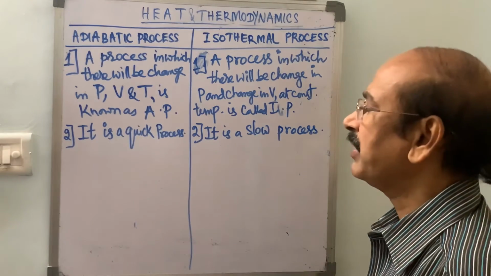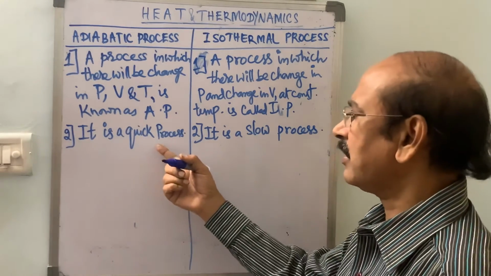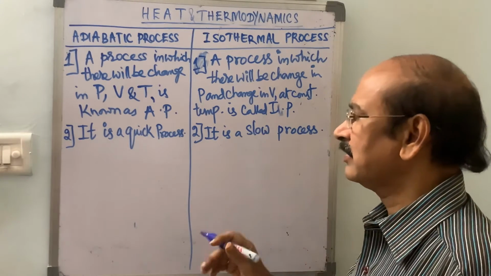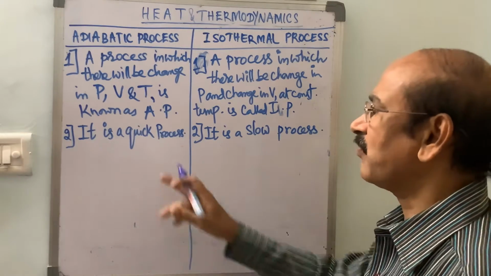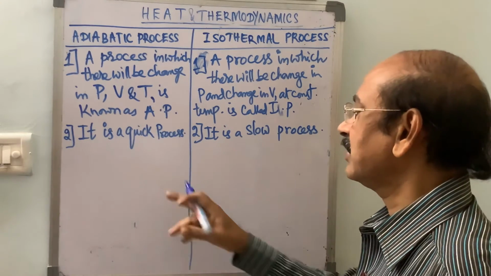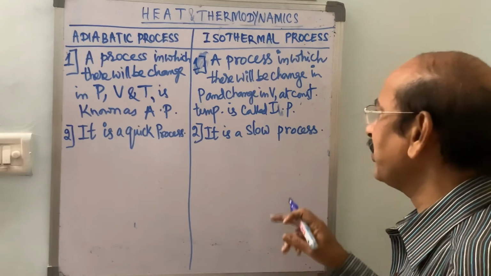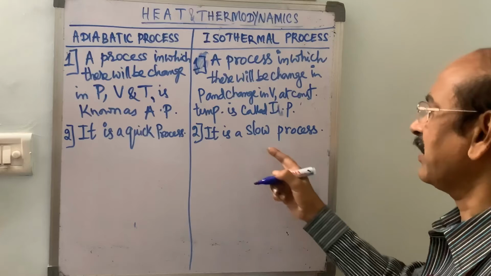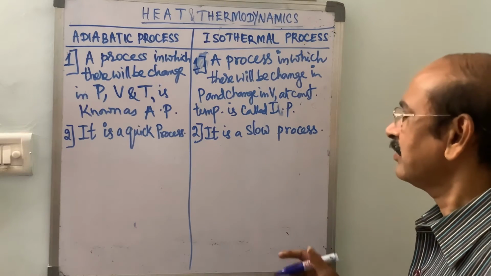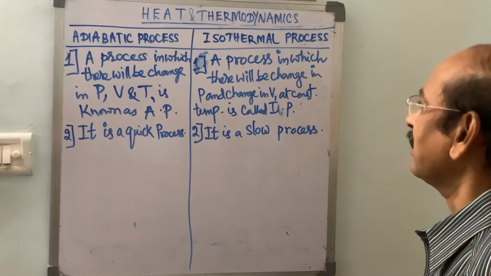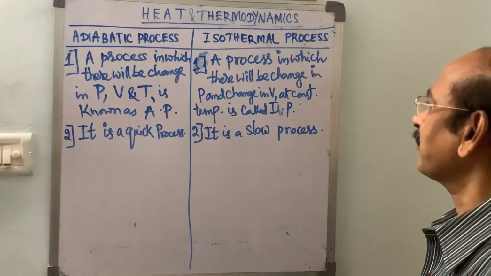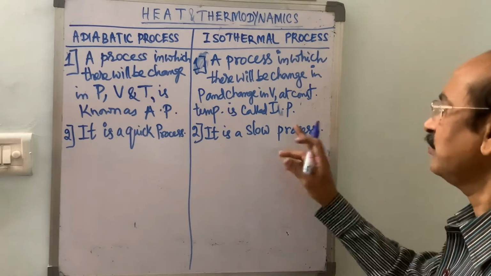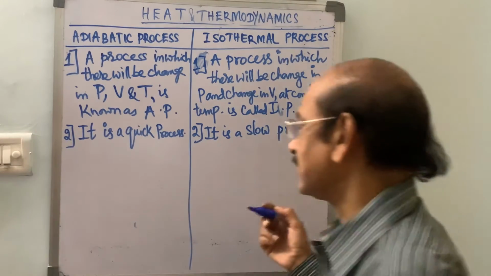When we take gas in a non-conducting cylinder and move the piston inside fast, there will be change in pressure, volume and temperature. So it is a quick process. When we move the piston slowly in a cylinder made of conducting metal, only then does temperature remain constant while pressure and volume change. So it is a slow process.